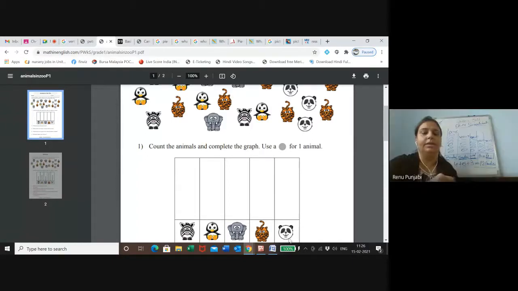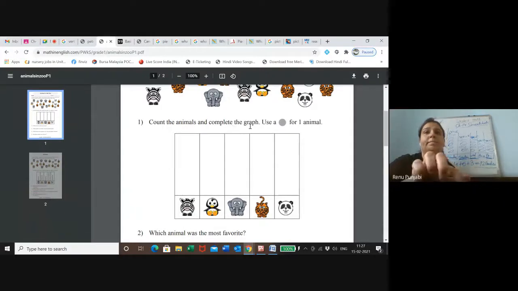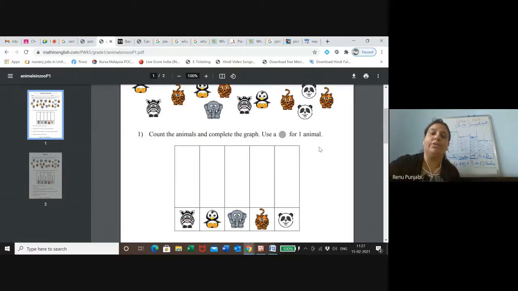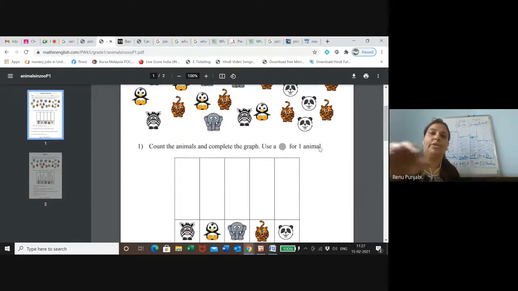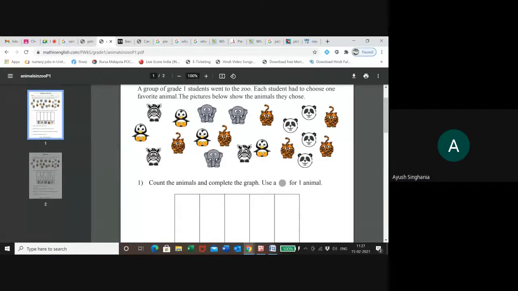Panda. Now, this is the incomplete table. You have to complete it by drawing. They are saying count the animals and complete the graph using one circle equals one animal. Now, how to? First of all, you see this. First is zebra. So you need to count the number of zebras. Three zebras. So what will you do?